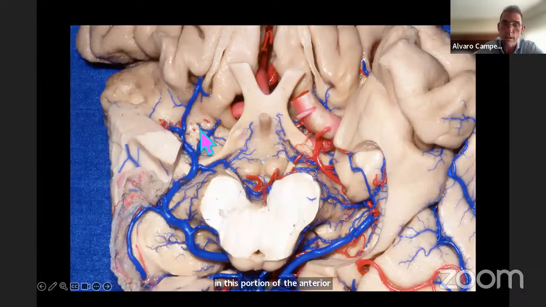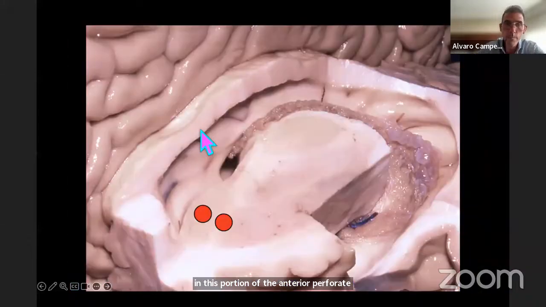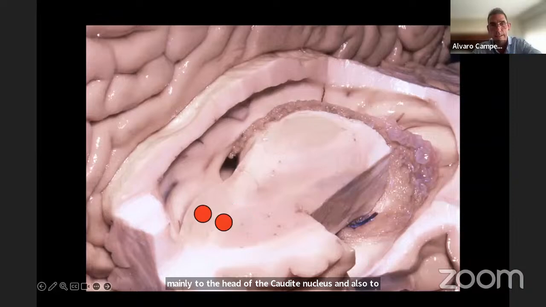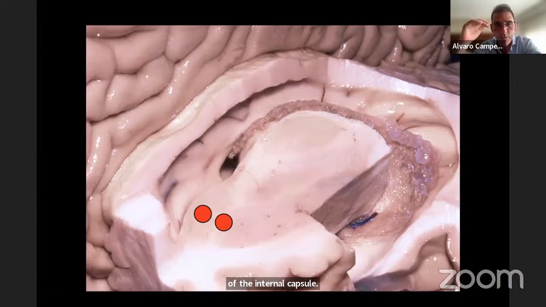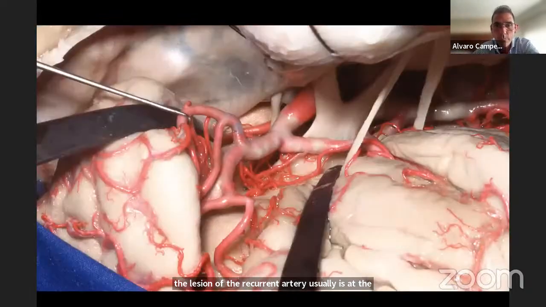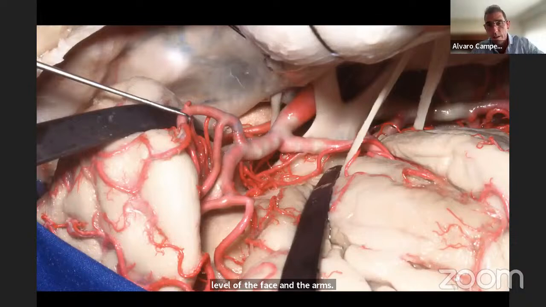So it is important, and then it goes on to give supply mainly to the head of the caudate nucleus and also to the anterior portion of the internal capsule. So usually the motor weakness after a lesion of the recurrent artery is at the level of the face and the arm. We can see different situations in other specimens.